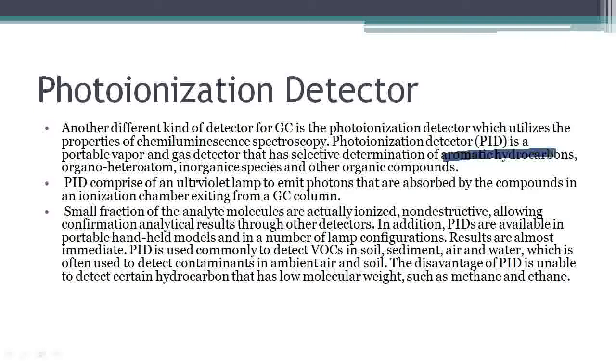So the UV lamp gives out photons, it is absorbed by compounds, and there are certain energy transformations. Okay, so that is photoionization. Why? Because photons are responsible for ionization here, right? It is used in soil, sediment, air. You can just go through the text for this. There is a certain disadvantage that it cannot detect hydrocarbons with low molecular weight such as methane, ethane. Otherwise it is good to go, right?